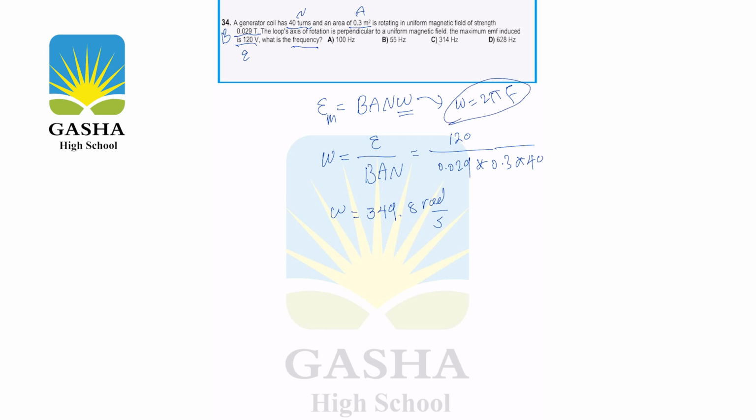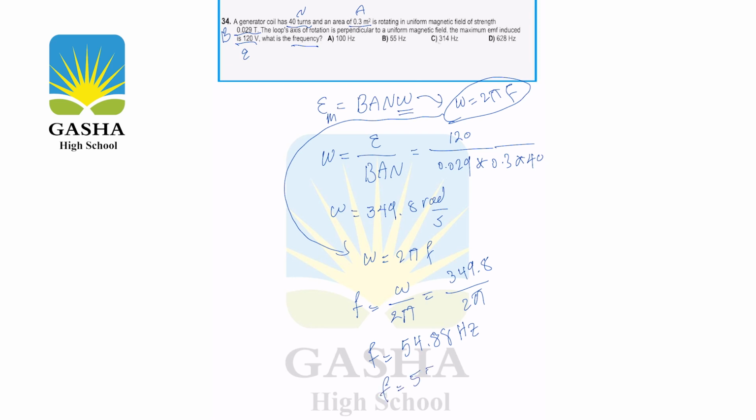And then how to find frequency? We can use this rule. Omega is 2πf, and frequency is omega divided by 2π, and that will be equal to 349 divided by 2π, and the frequency will be equal to 54.88 hertz, but approximately it is equal to 55 hertz. So which one is the correct answer? B. So B is the correct answer.